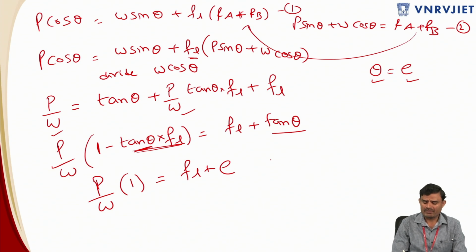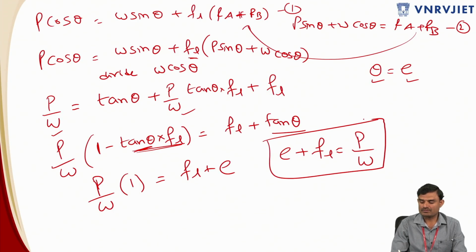So therefore this is a very important equation which is having the superelevation. So therefore E plus FL is equal to P by W. Very important. P by W is nothing but centrifugal ratio, which means the centrifugal force is being compensated by two terms present on the road, one of which is superelevation.